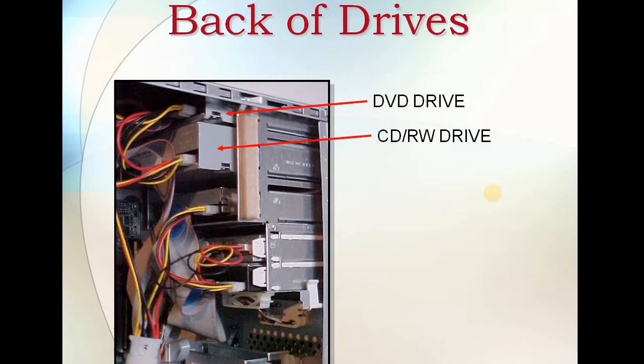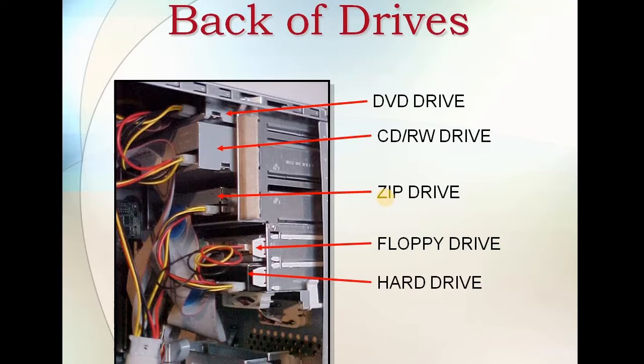As you can see, this is the DVD drive, and then we have the CD. RW stands for read write, and then we have the zip drive, floppy drive and hard drive. In earlier days we had only the floppy drive, and later the capacity of floppy disks was improved, and we called them zip drives. Then came the CD drives, and then the latest, the DVDs.